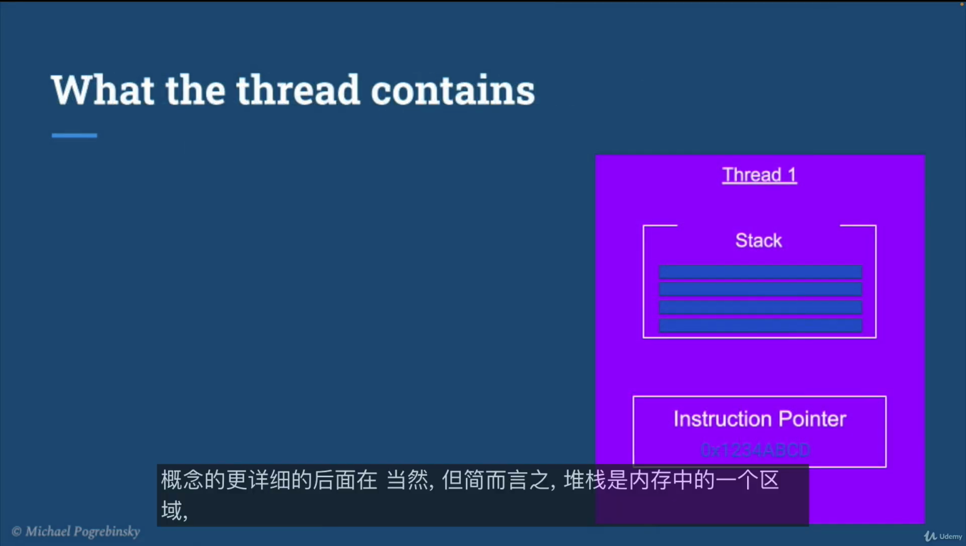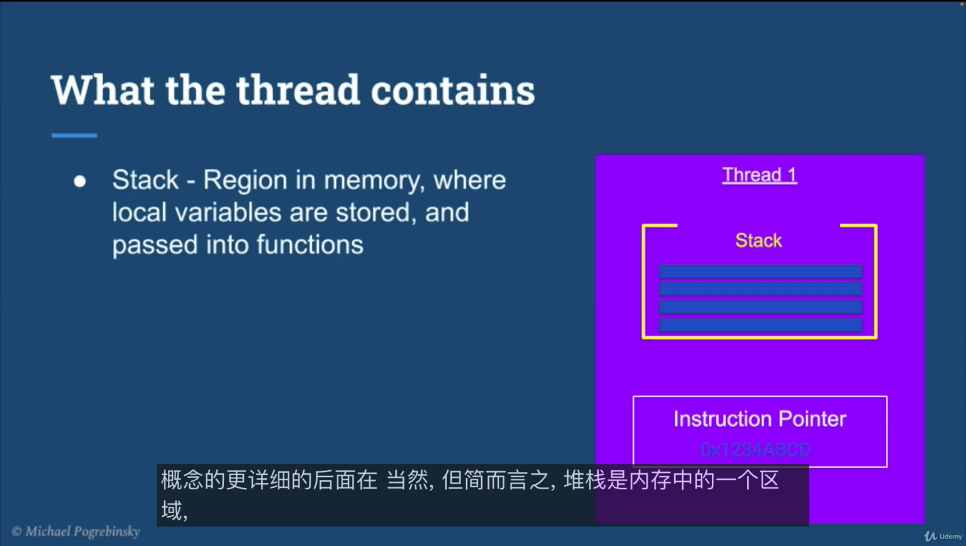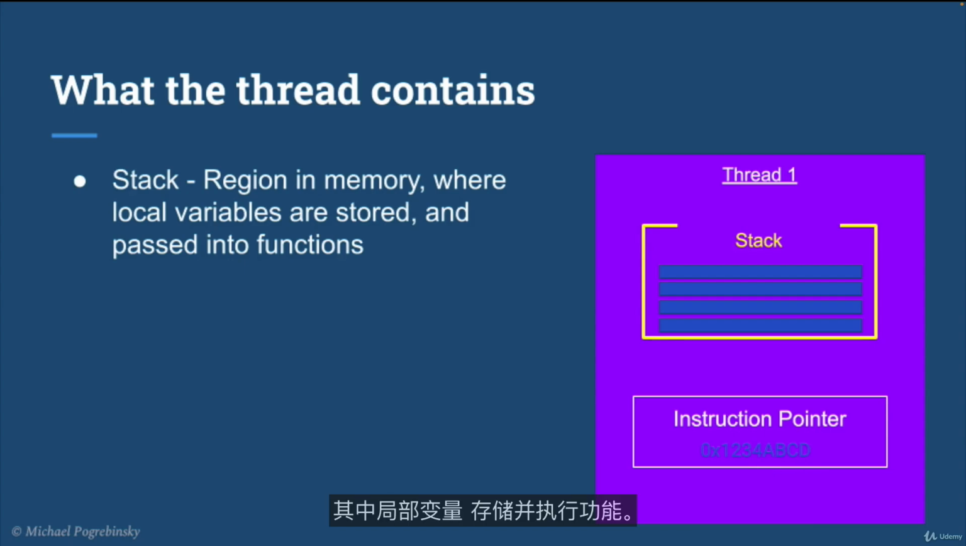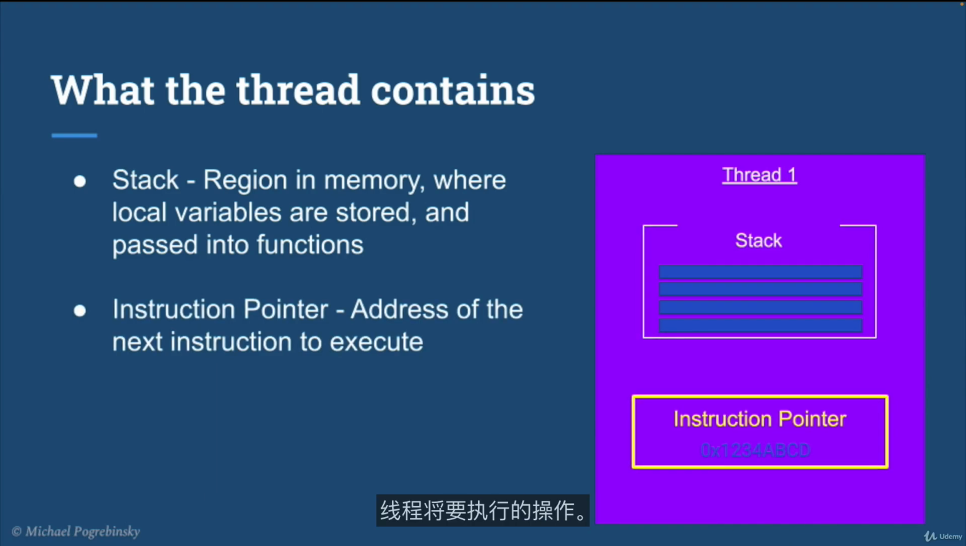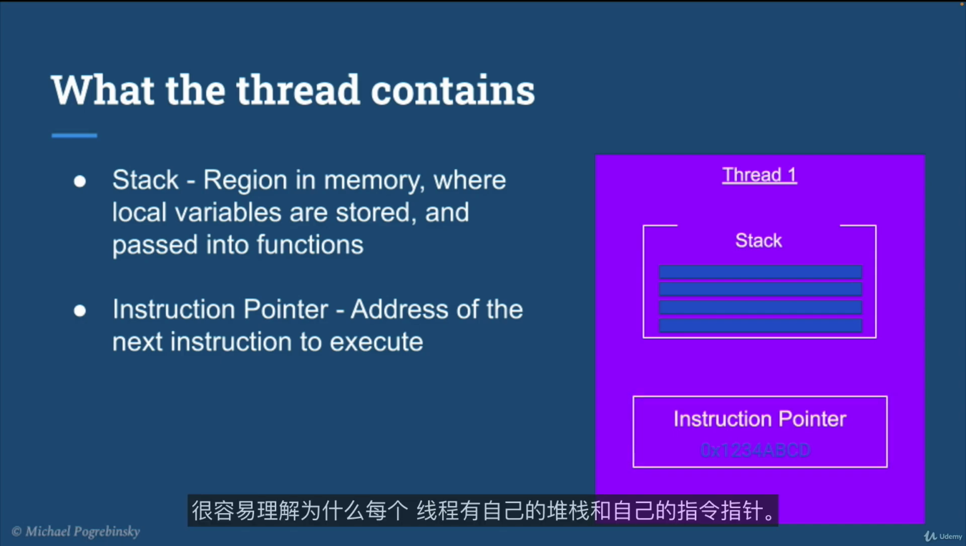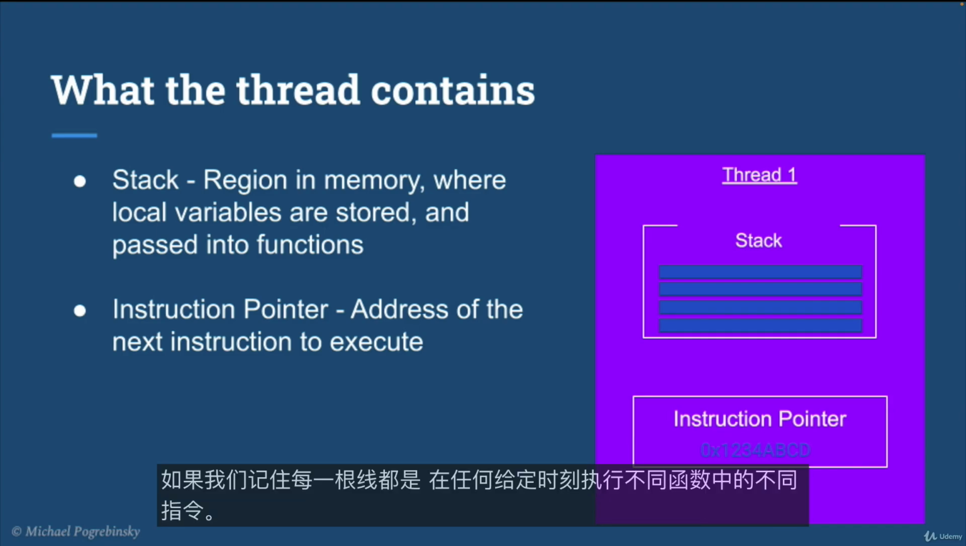We will discuss these concepts in more detail later in the course, but in short, the stack is a region in memory where local variables are stored and functions are executed. And the instruction pointer is nothing more than a pointer that points to the address of the next instruction that the thread is going to execute. It's easy to understand why each thread has its own stack and its own instruction pointer if we remember that each thread is executing a different instruction in a different function at any given moment.